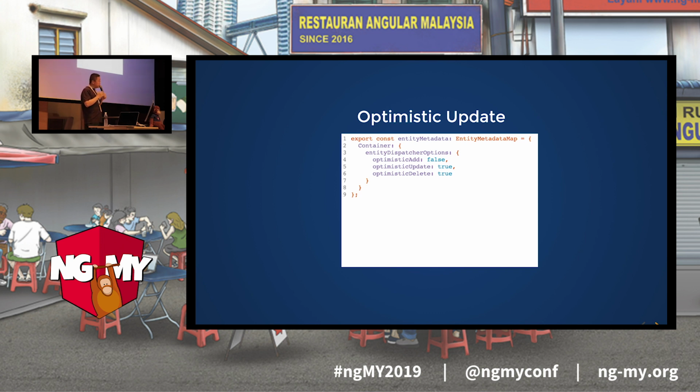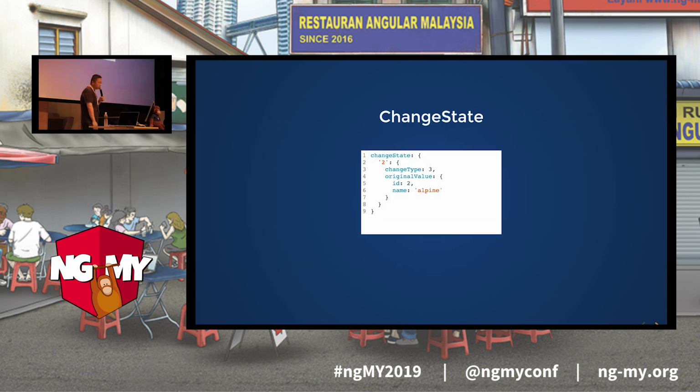You just need to define such a flag, optimistic add, delete, update, in the entity metadata. So everything will be implemented by default. So why can NgRx-data do that? Because NgRx-data saves a change state data structure in the store. So if any operation is uncommitted, not finished, such change state data will be kept in the store.